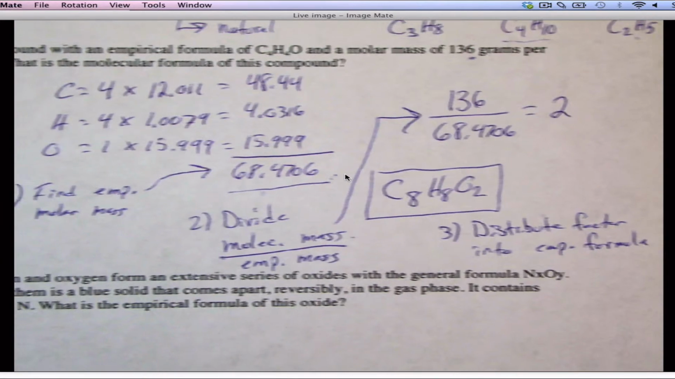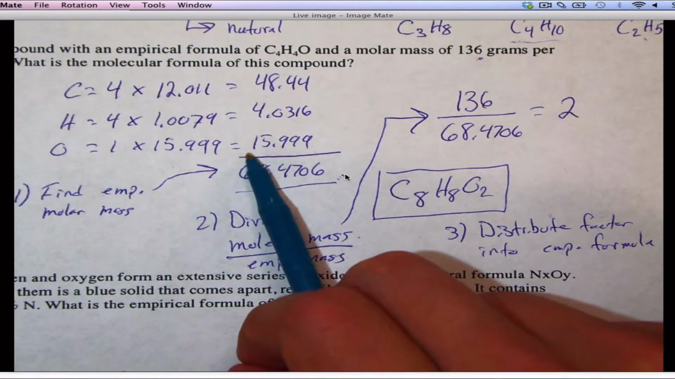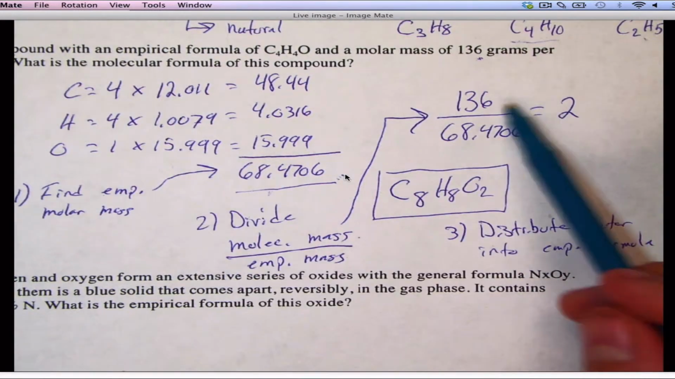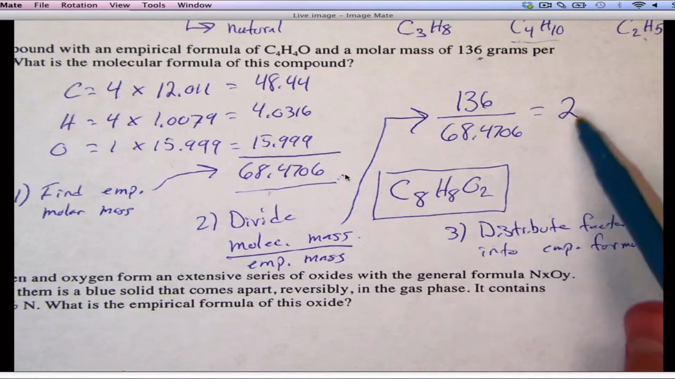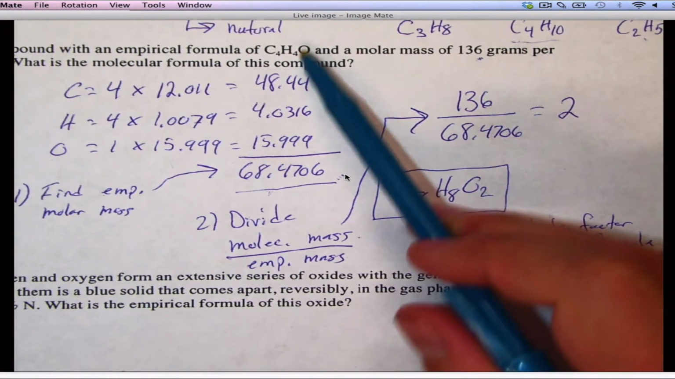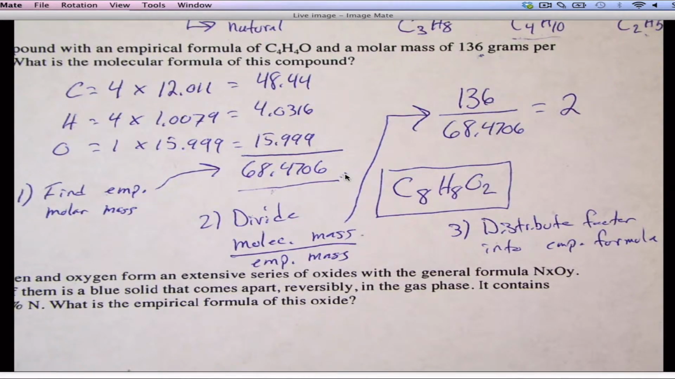And those are basically the 3 steps. This should be familiar from percent composition and finding molar mass, things like that. This is obviously just straight division, which we should be able to do. And this is just distributing that factor into the empirical formula. All right, so hopefully that sounds familiar, but 3 basic steps for those problems.